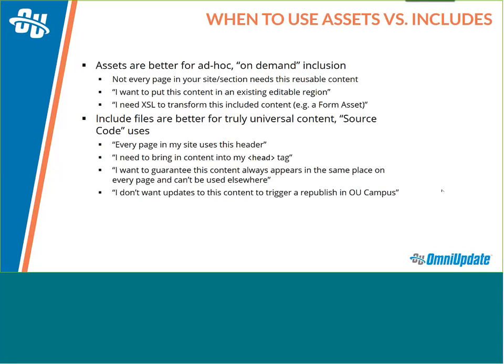And one other example is I don't want updates to my universal content to trigger a republish in OU Campus. You could use an include instead. This really probably isn't that big of an issue. Like I said, with the last published version that assets use when they republish, it's very safe, so you're not really going to worry about any new content getting prematurely pushed out. But, for example, if you have an asset as a header and updating that asset would cause every page in your site to publish, that might be something where you wouldn't necessarily want to do that.